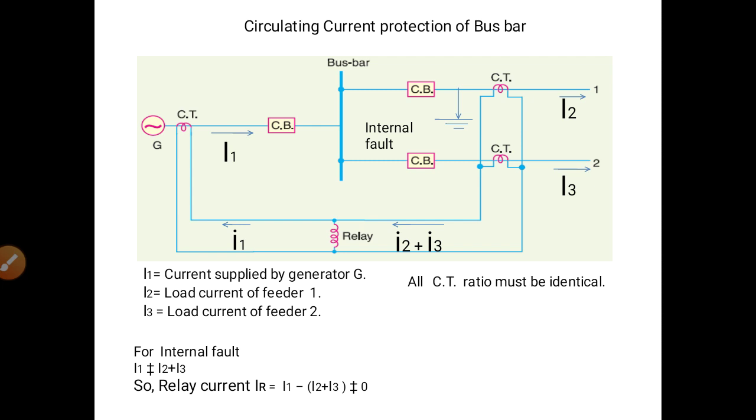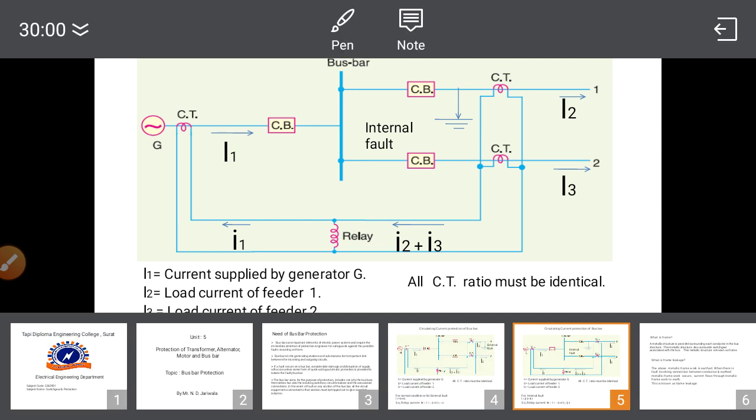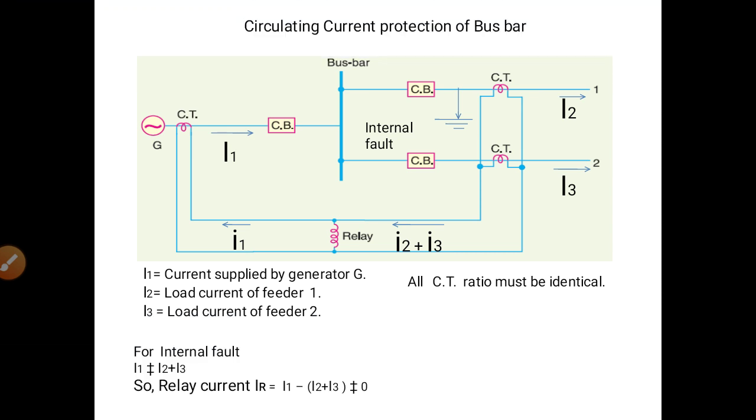When there is an internal fault, as you can see in this diagram, the internal fault is occurring before the CT. That's why it is known as an internal fault. When the fault occurs, the fault current is supplied by the generator. Part of the fault current is flowing through the fault and less current is flowing through the CT of feeder 1. So the resultant current flowing through the relay is not equal to 0, because the summation of I2 plus I3 is not equal to current I1. So resultant current flows through the relay, and the relay will operate and trip the circuit breaker.